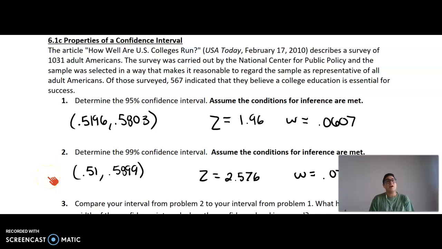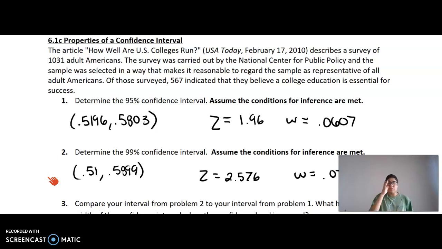Alrighty, so we are now looking at the properties of a confidence interval. So we've talked about what it is, what a confidence level is, and then we've actually constructed our own one sample z interval for a population proportion. But now we're going to look at what happens when you change certain factors.